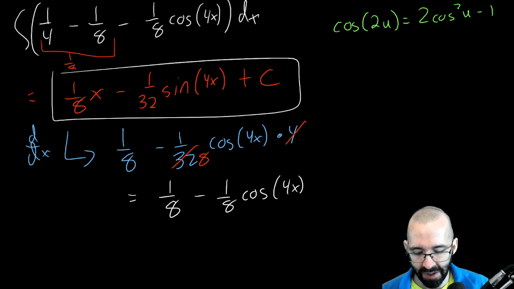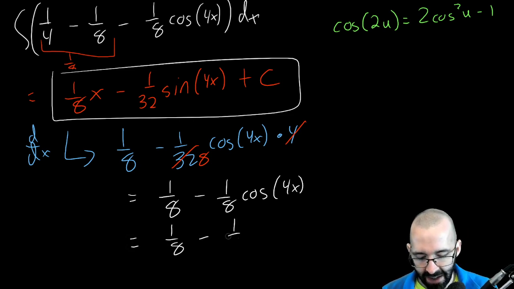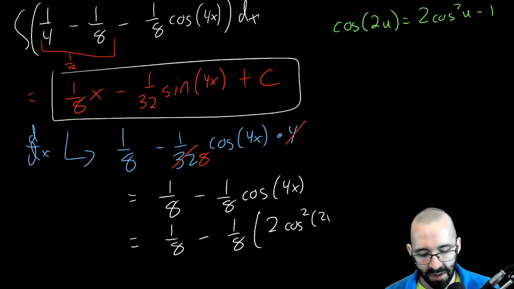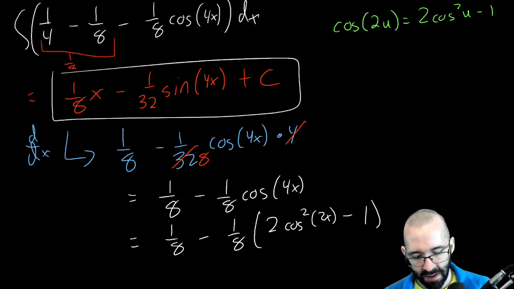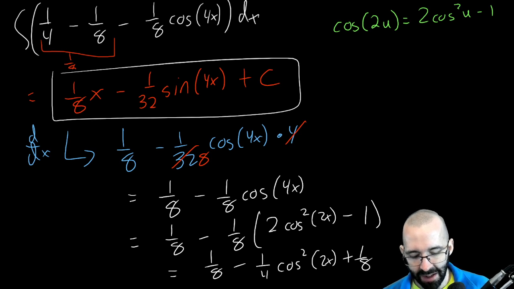All right, so when we use that, I'm switching colors left and right. Cosine of 4x, u is 2x here, becomes 2 cosine squared of 2x minus 1, where again, this is 2u, and this is a single u. And then we simplify this. 1/8 minus 1/4 cosine squared of 2x plus 1/8. So the 1/8 plus 1/8.